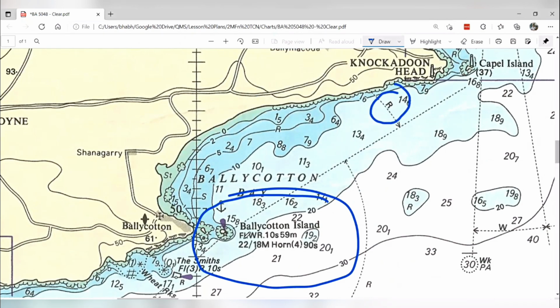So you see in the description of the light, it is flashing white red. When you are in the white sector, the light will appear white to you. When you are in the red sector, the light will obviously appear red to you. These two ranges correspond to these two colors. Range for the white light is 22 miles. Range for the red light is 18 miles.